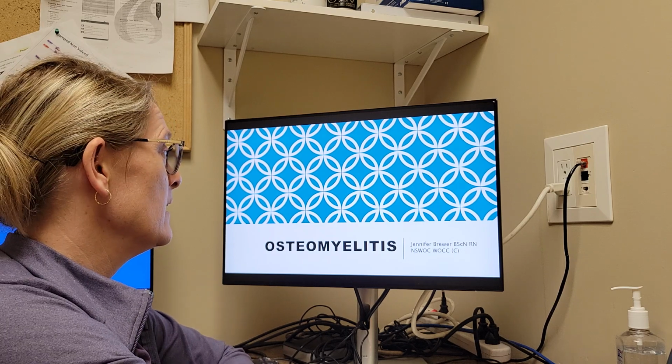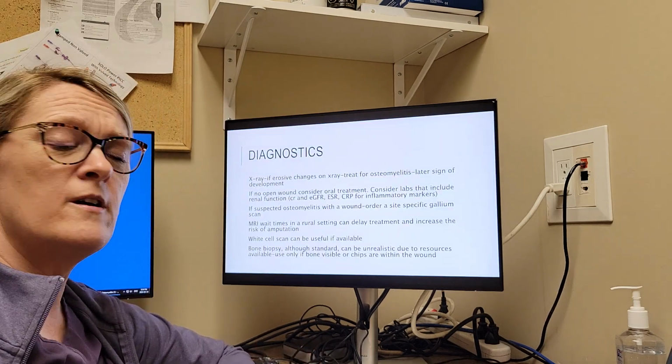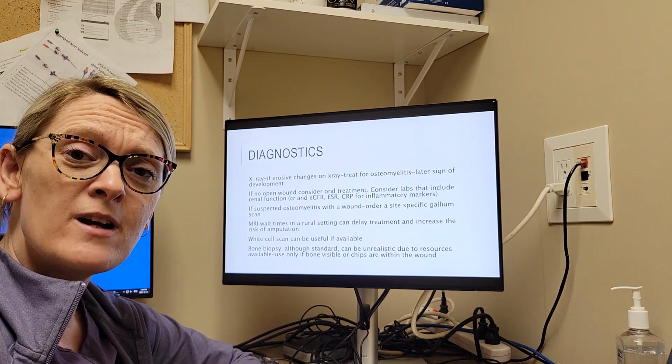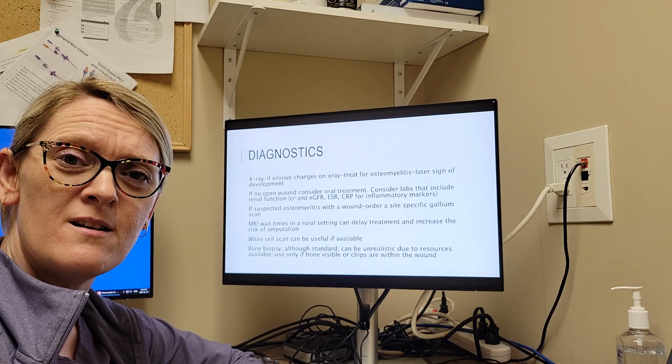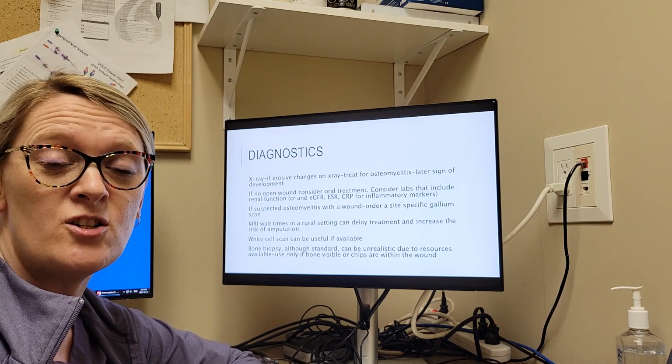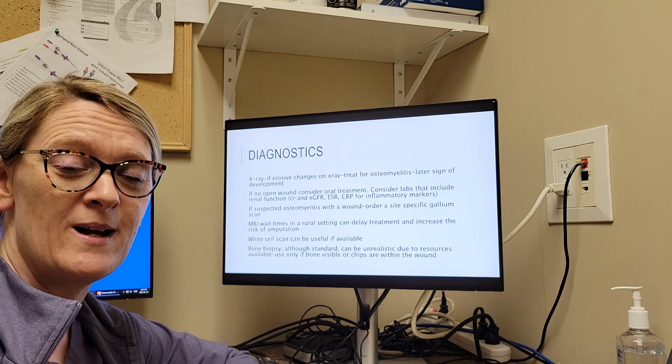So again, one of the very first things that we're going to do as a diagnostic is an x-ray. If you're actually seeing erosive changes on an x-ray to the bone in any area, that's a great indication that you actually have a late sign of osteomyelitis.